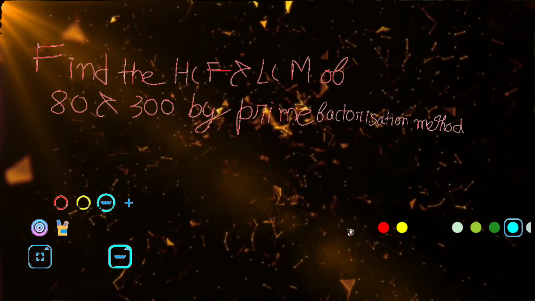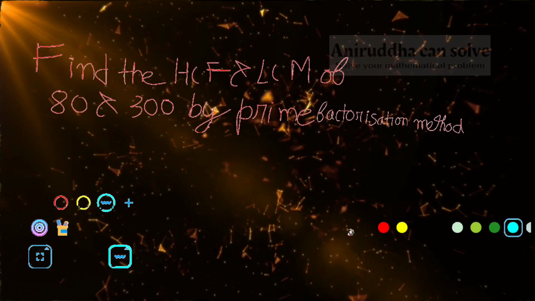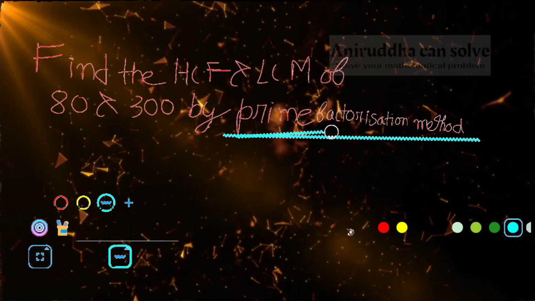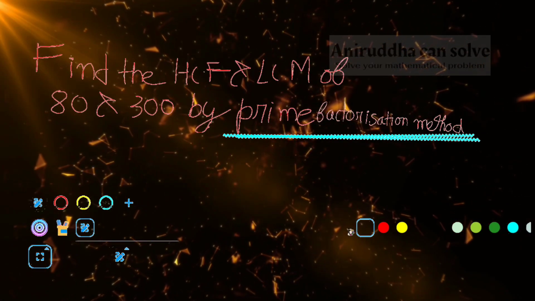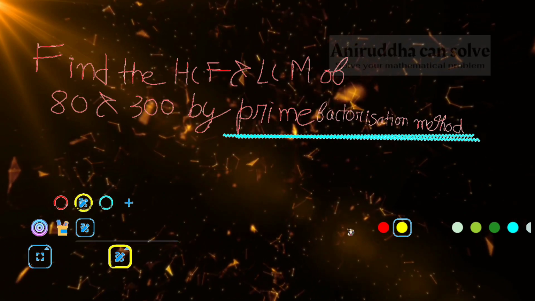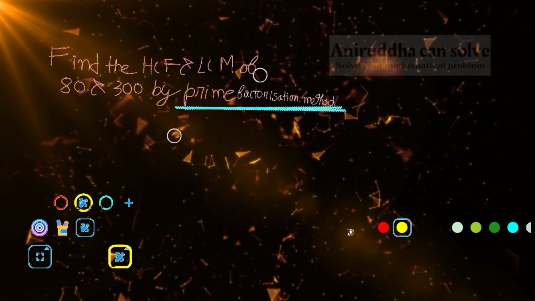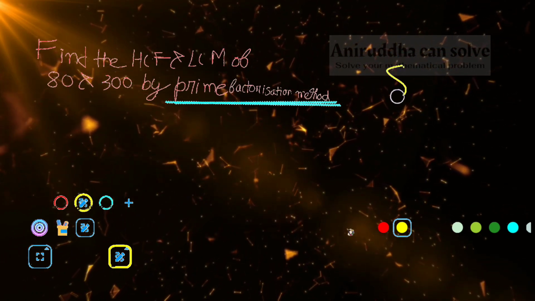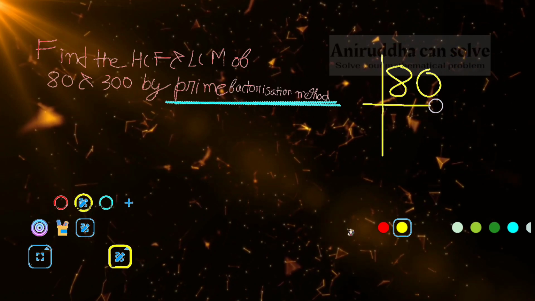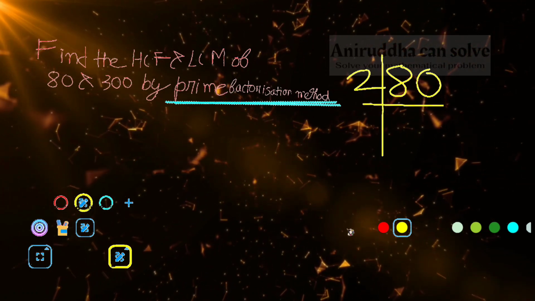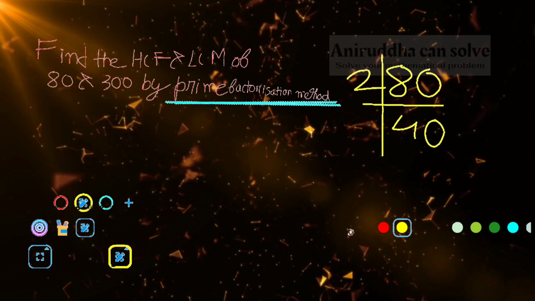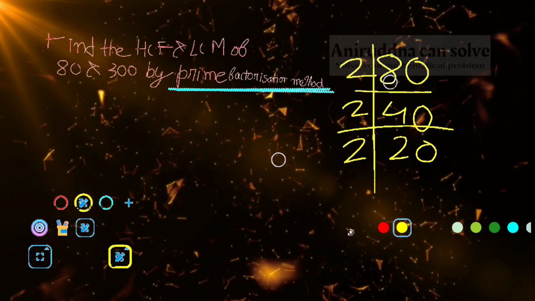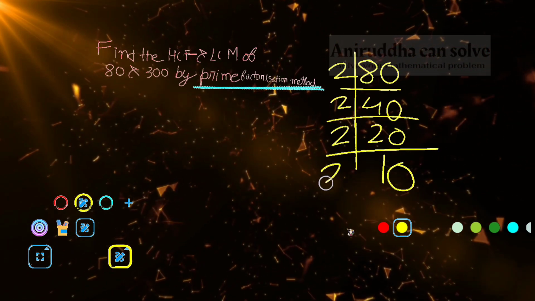In this question, they have asked: find the HCF and LCM of 80 and 300 by the prime factorization method. You must remember this technique, it is very important. So let's try this. If you do the prime factorization of 80, dividing by 2 gives 40, again by 2 gives 20, again by 2 gives 10, and again by 2 gives 5.